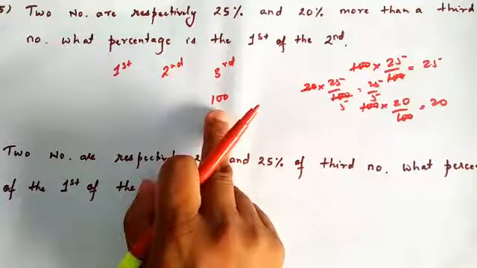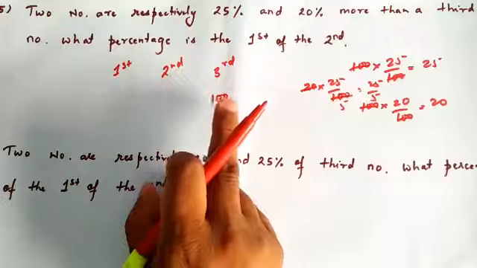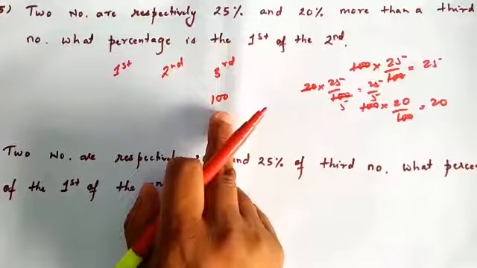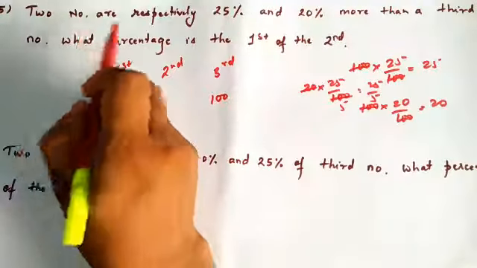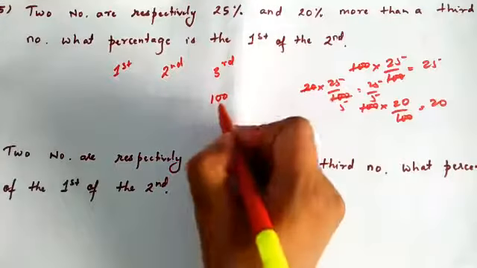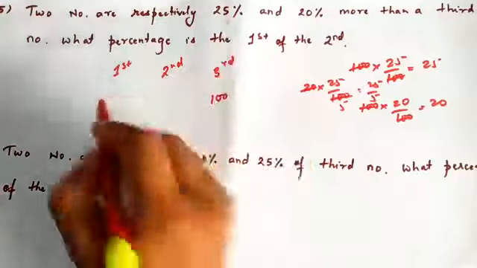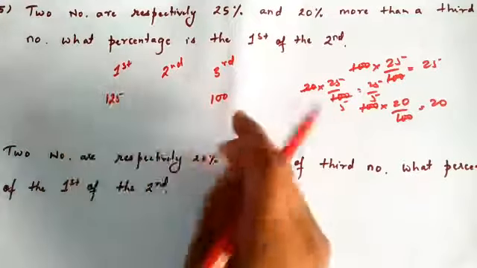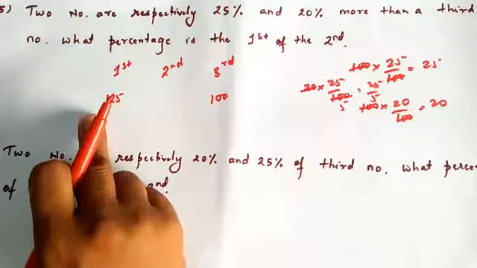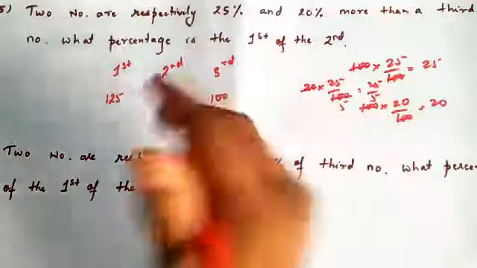Always remember that whenever you are taking a percentage, while calculating, you always take 100. It makes the sums very easy. So two numbers are respectively 25% and 20% more than the third number. If the third number is 100, the first number is 25% more, that means it is 125. Similarly, 20% more means it is 120.